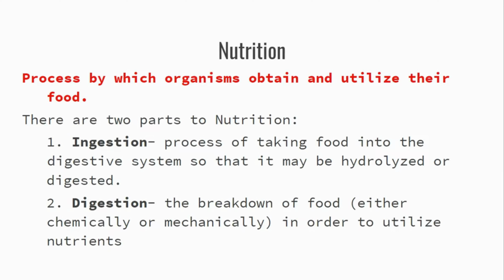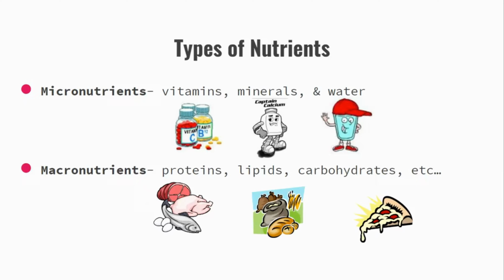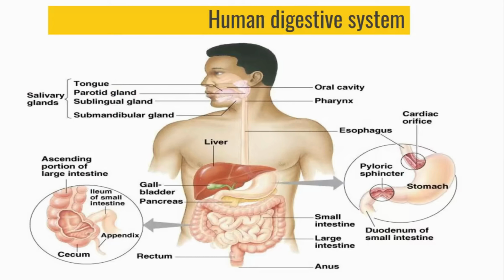The first one is ingestion, which is a process of taking food into the digestive system so that it may be hydrolyzed or digested. The second part is digestion, which is the breakdown of food either chemically or mechanically in order to utilize nutrients. Types of nutrients, there are two of them. Micronutrients, which include vitamins, minerals and water. Then you have macronutrients, which include proteins, lipids, carbohydrates, amongst others.